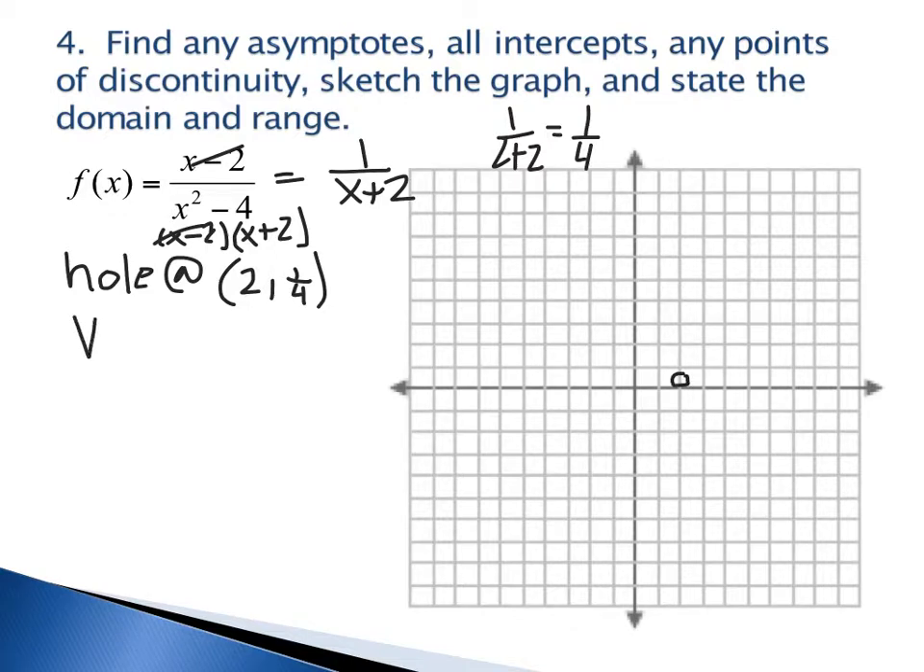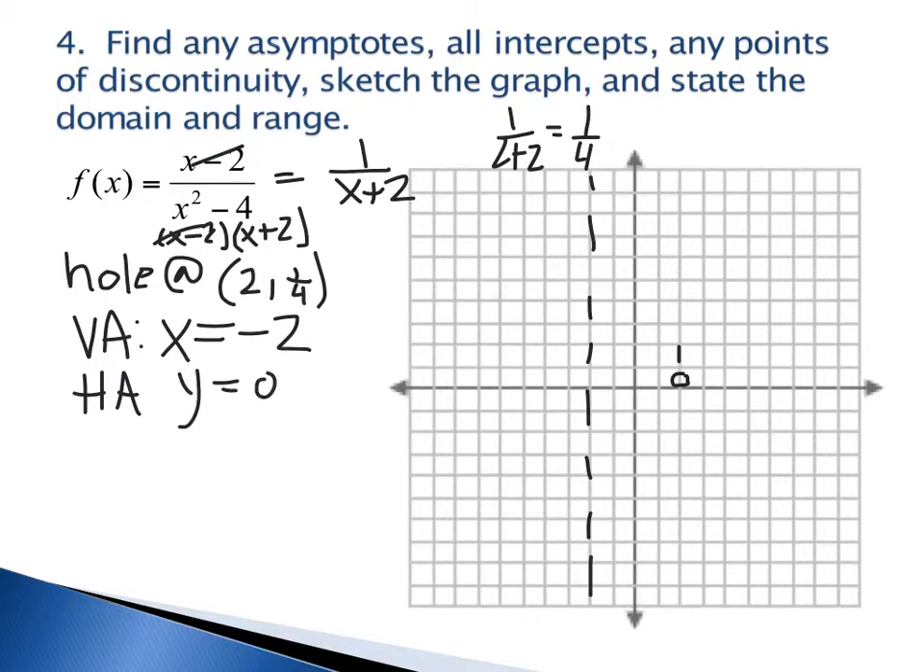Okay, now our vertical asymptote is the same thing. Now we're going to use that new function that we looked at, 1 over x plus 2. Set the bottom equal to 0. So we have x equals negative 2 is our vertical asymptote. Okay, negative 2. So then our horizontal asymptote, we look at our degree, the bottom's bigger, so it's going to be y equals 0.